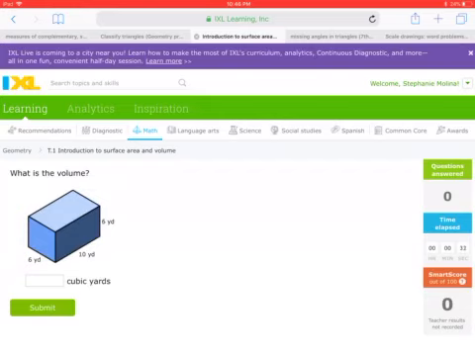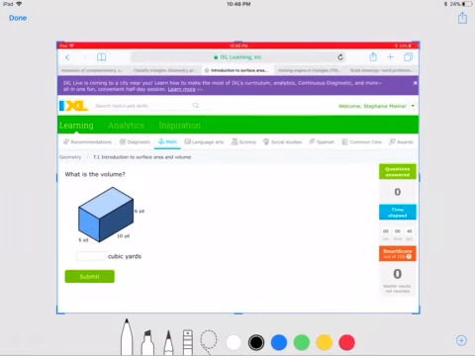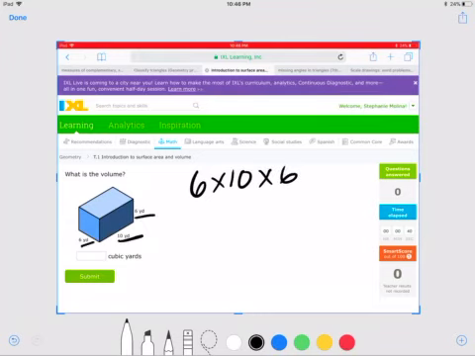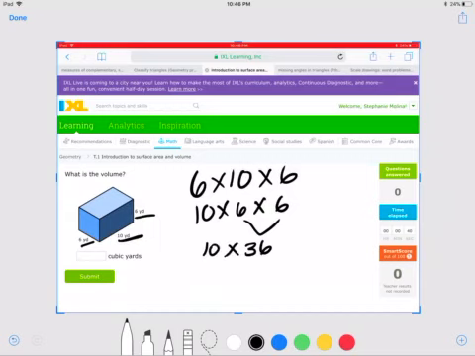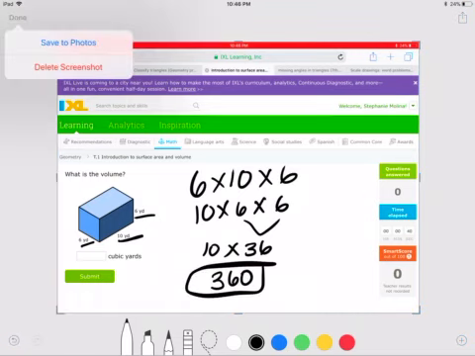So the first question, what is the volume? When you're trying to calculate the volume of a geometric shape, you multiply the length times the width times the height. So here I have 6 times 10 times 6. It doesn't matter what order you go. You can do 10 times 6 times 6, which is actually easier. 6 times 6 is 36. 36 times 10 is, oh, no, not 3,000. 360. Okay, let me try that.